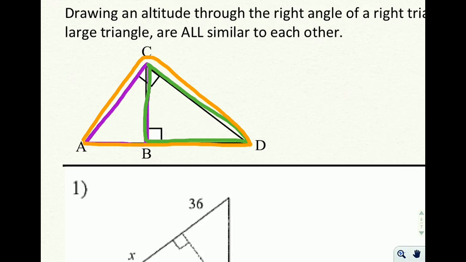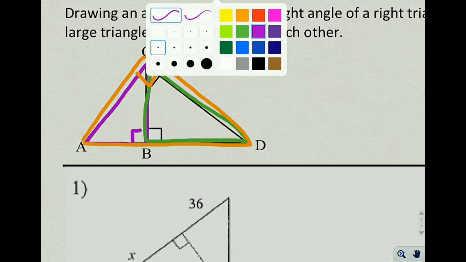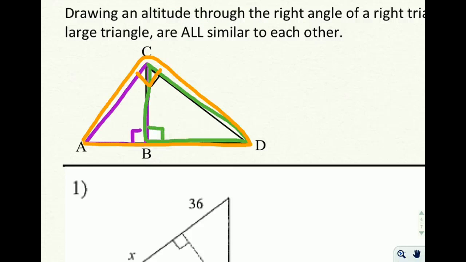All three of these triangles, whenever you start with a right triangle and draw the altitude down from the right angle of the first triangle, are going to be similar to each other, which is kind of cool. And you can see they definitely all have a right angle. The purple one has its right angle right there. The green one has its right angle right here. But what about the other angles? How are they all the same?